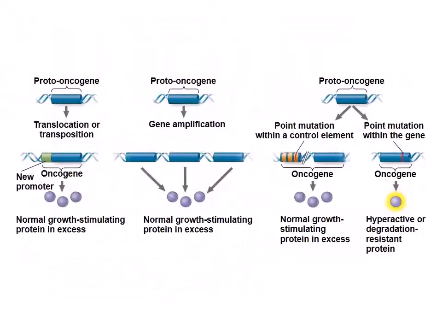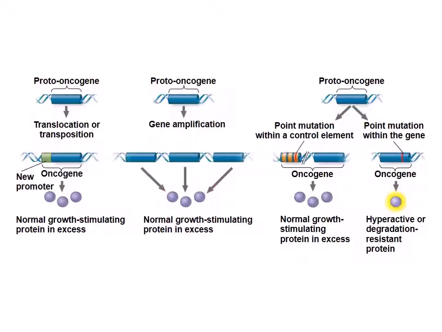So here we've got a picture. In this first column, if you will, there's a proto-oncogene, and let's say we have a translocation or a transposition, we get a new promoter, now we have an oncogene that produces normal growth stimulating protein in excess. Or we could have a proto-oncogene that was amplified, so now we have 3 copies of it. So instead of getting one little purple circle here, which is our growth stimulating protein, we get 3, so we have that in excess again.